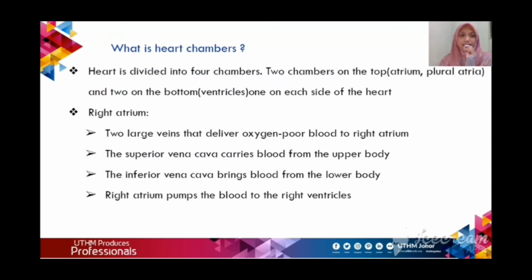What are the heart chambers? The heart is divided into four chambers. Two chambers on the top and two on the bottom, one on each side of the heart. The right atrium contains two large veins that deliver oxygen-poor blood to the right atrium. The superior vena cava carries the blood from the upper body. The inferior vena cava brings blood from the lower body. And lastly, the right atrium pumps the blood to the right ventricle.